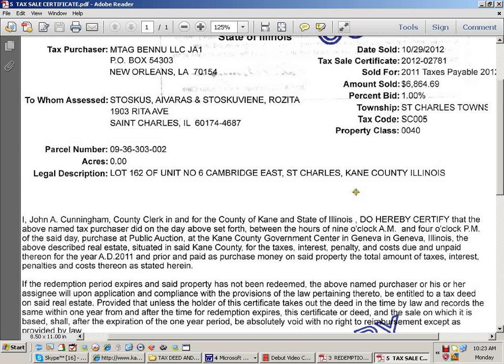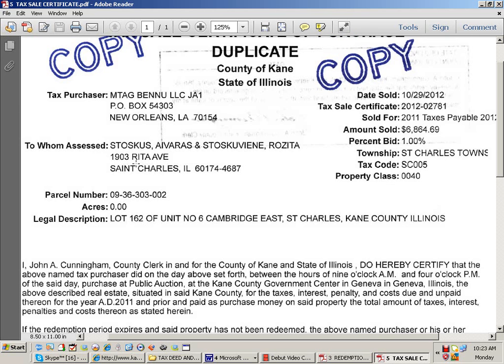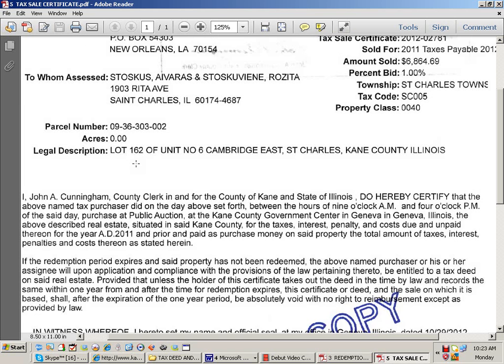So now I have to read this thing. To whom assessed. It says assessed also. Now, is that your mailing address or is that the site address? This is your mailing address. Okay. And the acreage is 0.00. What are they selling, right? They didn't sell any land. It's got a legal description.